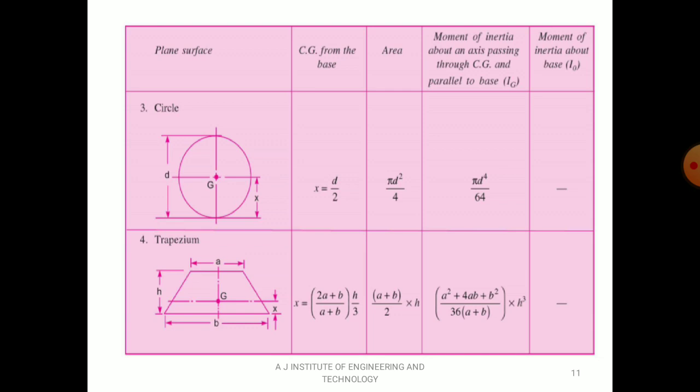So X equal to 2a plus b divided by a plus b into h by 3. The top edge length is taken as a, and bottom width is taken as b, and the height of trapezium is h. So I have to remember X equal to 2a plus b divided by a plus b into h by 3. Area equal to a plus b divided by 2 into h. Moment of inertia Ig is equal to a square plus 4ab plus b square divided by 36 into a plus b into h cube. So you are supposed to remember this trapezium formula. Very important configuration.